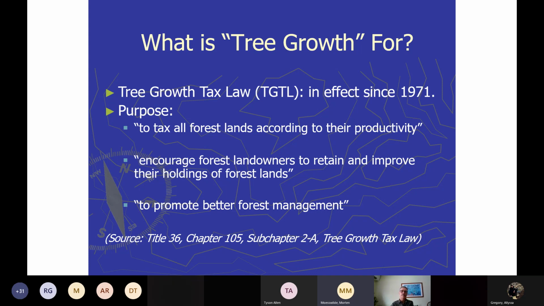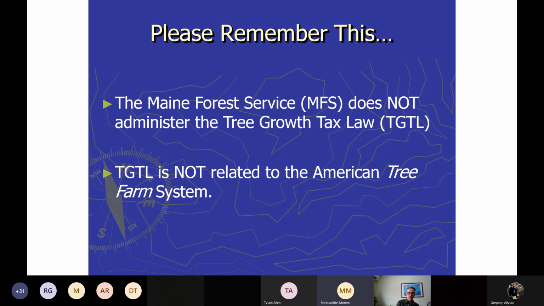So retention basically means that by reducing the property tax burden on a landowner, it becomes more likely, or hopefully becomes more likely, that they will be able to retain that land and manage it for forest uses. And in effect, the intention was to promote better forest management through a reduction in the property tax burden on those landowners. Promoting forest management, retaining and improving forest lands, taxing them according to their productivity, all of that really is in service of both maintaining a forested landscape and also maintaining a forest economy through the growth and ultimately the harvest of the forest products that are grown on that land.